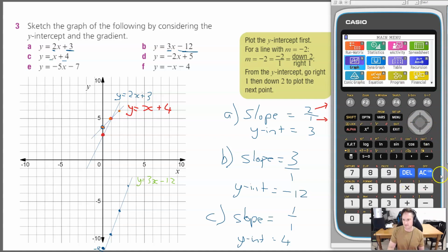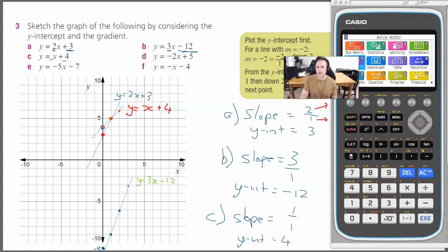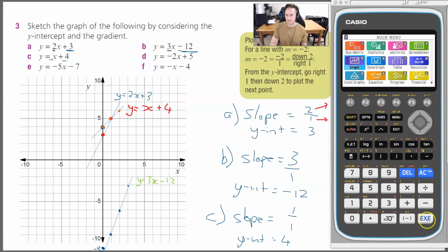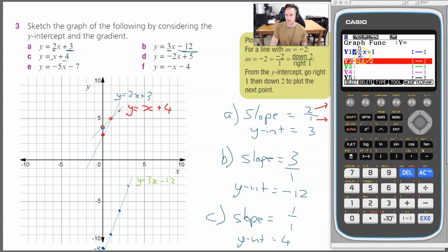So we'll go graph. I might just move my face here. We'll go graph. And then you can put in your functions here. I'll just delete these ones that I've already done. So I might just graph these ones here. So I'll graph A, C, and E. So the first one is 2x plus 3. So the y is already in there. So y equals 2, the x button's here, x plus 3. So that's the first one.